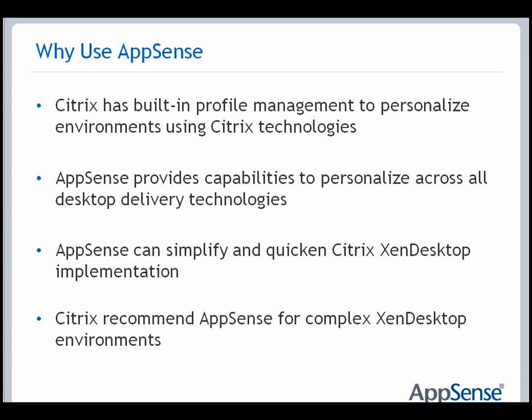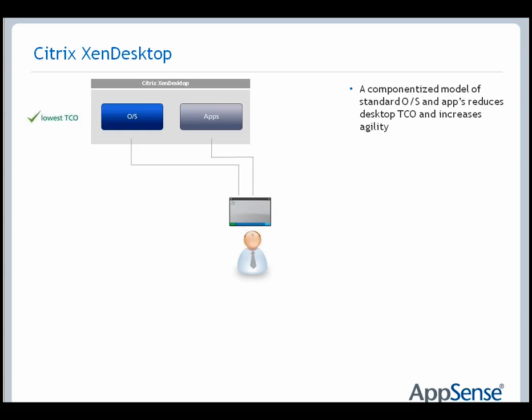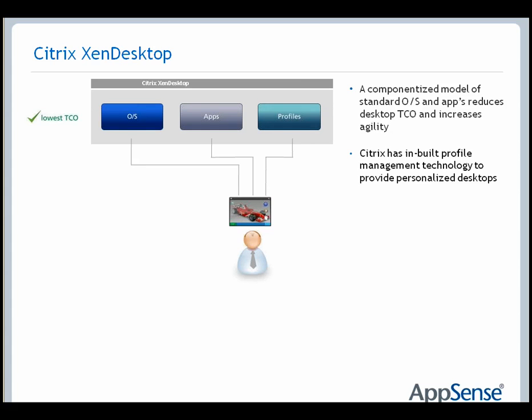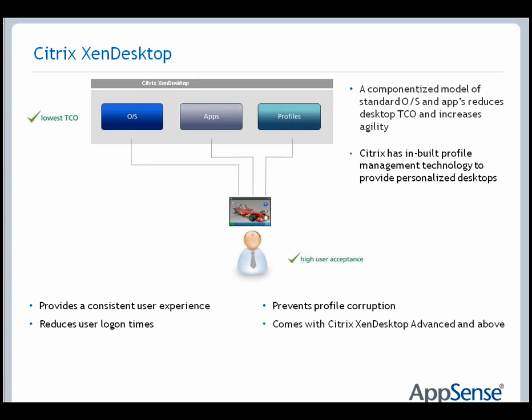So if we break that out, yes, Citrix are delivering a componentized model, which, as we know, is the most cost-effective way to deliver a desktop. And as part of that, a profile is used to personalize the user's desktop from the standardized images. And Citrix actually has technology here that can help alleviate some of the problems that people are familiar with when using a roaming profile. So the user profile management technology is great at reducing profile corruption and also helping to speed up and reduce the user logon times. And this is technology that comes with Citrix XenDesktop for Advanced and above, so it's available to most of you out there as end users.